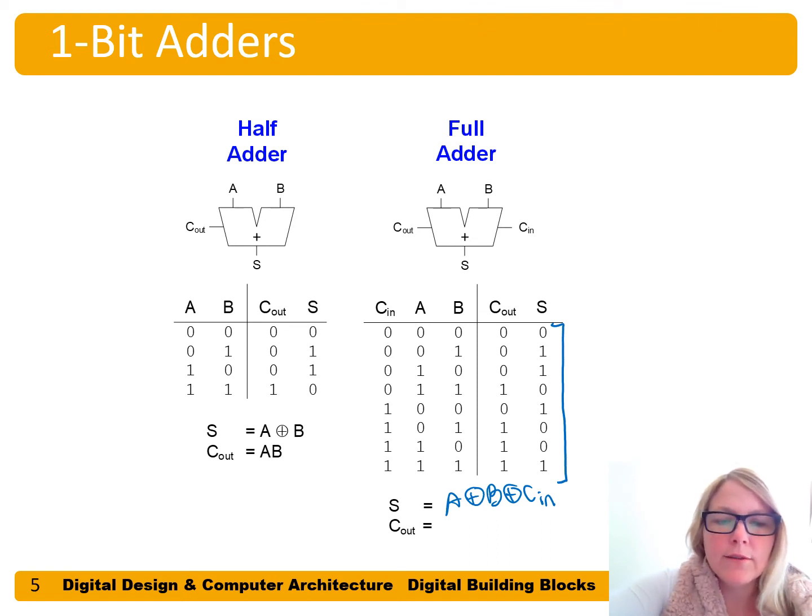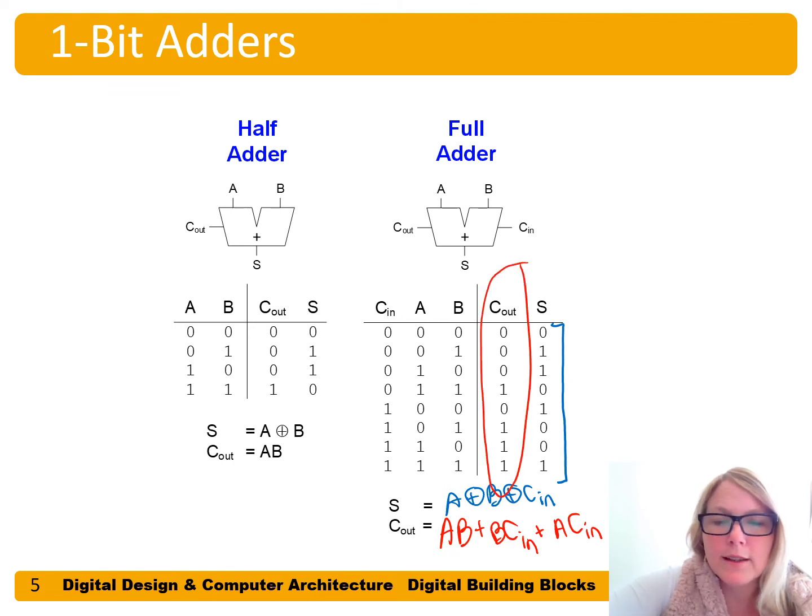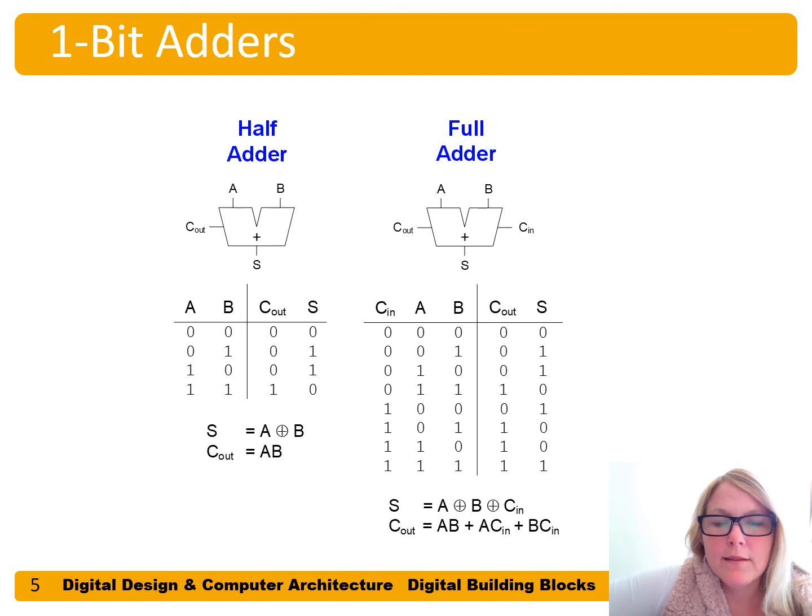And then we also have our carry out bit. And our carry out bit is, well, putting it in the K-map is the easiest, or we can also think about this and say, well, we're going to carry out whenever any 2 inputs are true. Well, that would be A and B being true, or B and C in being true, or A and C in being true. And again, that would fall out from a K-map and putting that output in the K-map. So now we have two equations for our full adder.